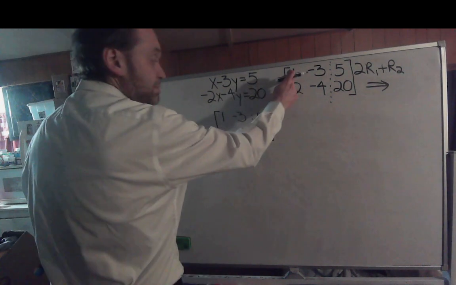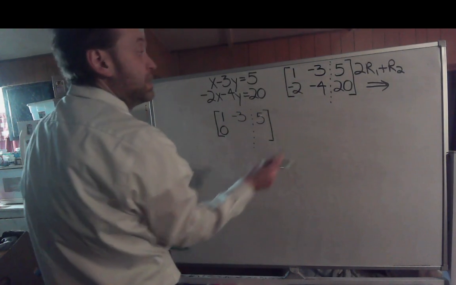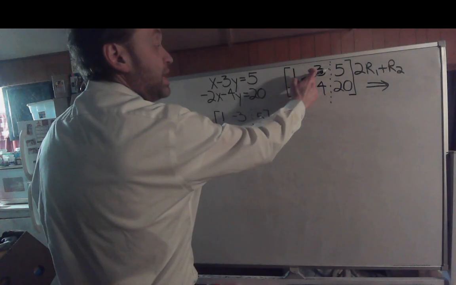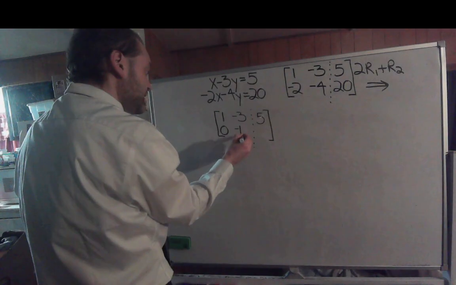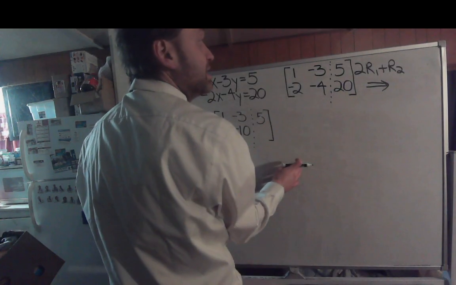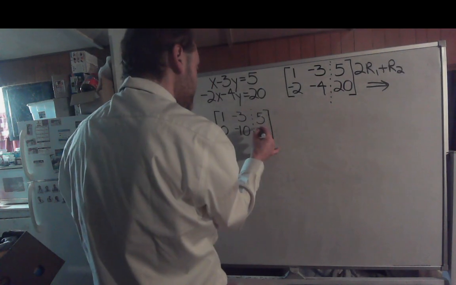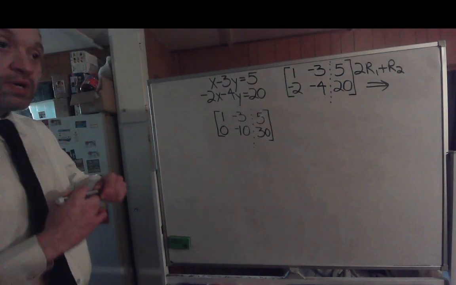Now, 2 times 1 is 2, plus -2 is 0. Now then, 2 times -3 is -6, plus -4, that would turn into -10. And then 2 times 5 is 10, plus 20, that actually turns into 30. Well, we got one step down.